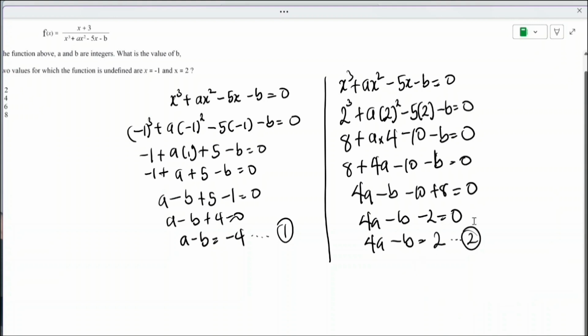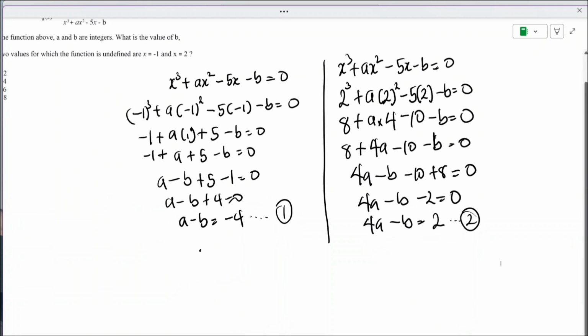We've been asked to find b, and we can solve for b by making a the subject of the formula in equation 1 and substituting it into equation 2. That's using the substitution method. You can also use the elimination method, whichever you're comfortable with. We might use both in this case.